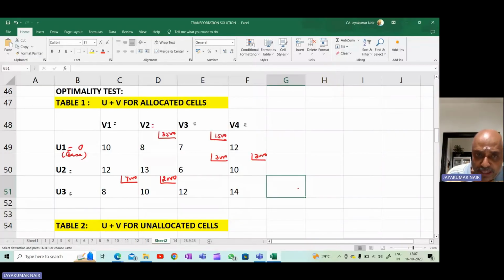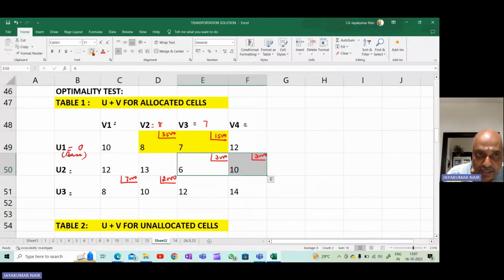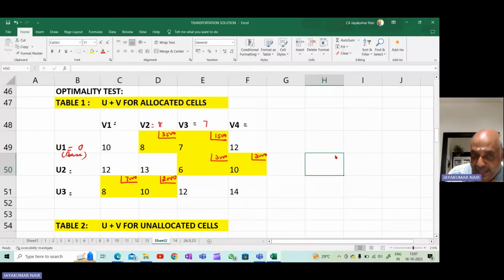0 plus what will give you 8? It is 8. 0 plus what will give you 7 is 7. Only for the allocated cells. Remember, these two are allocated cells, these two are allocated cells, and these two are allocated cells. So 0 plus what will give you 8? 0 plus what will give you 7?